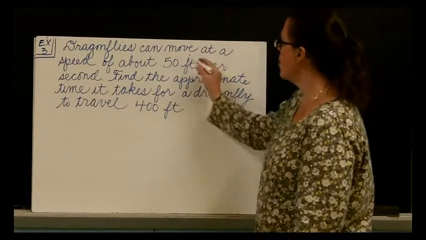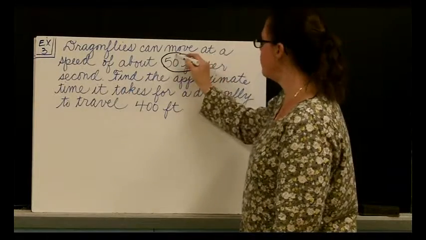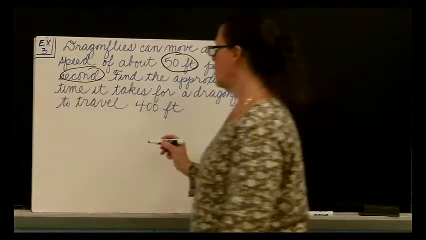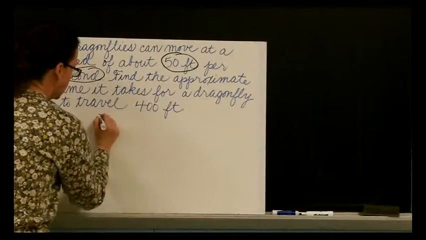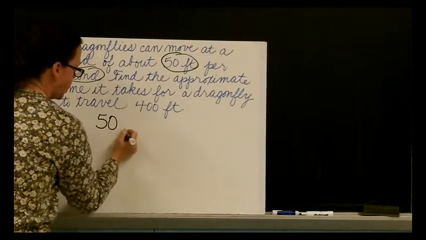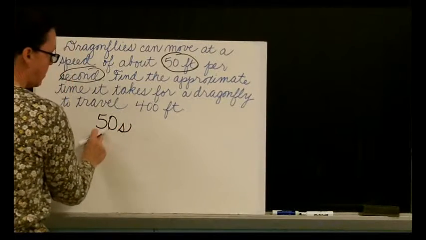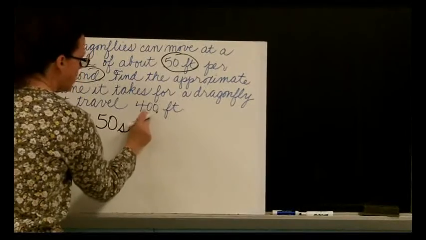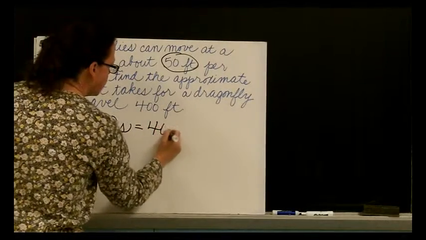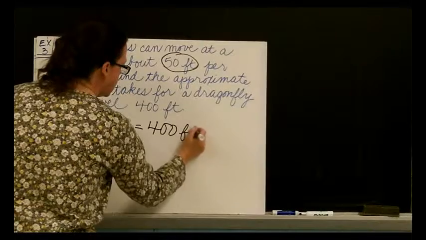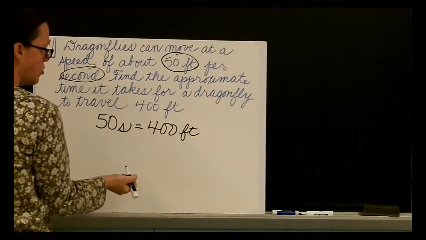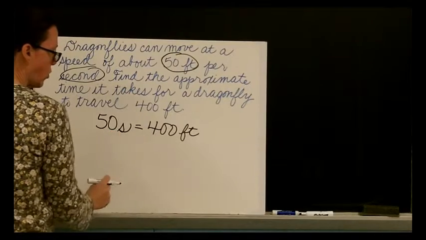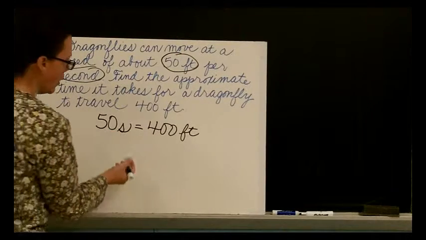So what do we know? We know that it flies 50 feet in a second. So that means we're going to call that 50s, 50 feet per second. And what we're doing here is we are going to find out how long it takes to travel 400 feet. 50 times s equals 400, and I know that you can do that in your head.